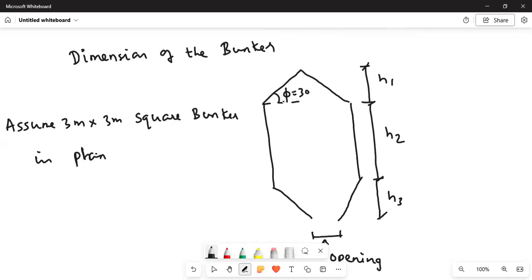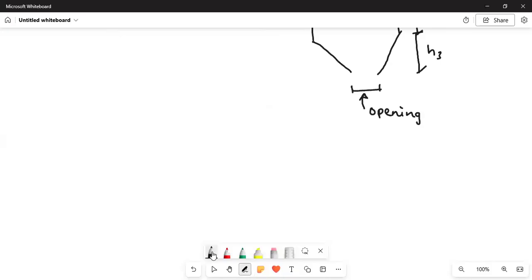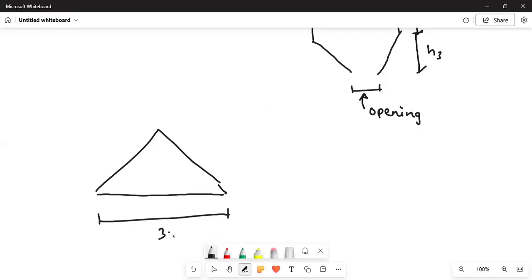Can you find H1? How to find H1, I will tell you. See, this is what is given. The above part is surcharge, and the size of the bunker is 3 meter by 3 meter. This angle is given as 30 degrees. Can you find H1? From here to here, it is 1.5 meter. Can you find this height?